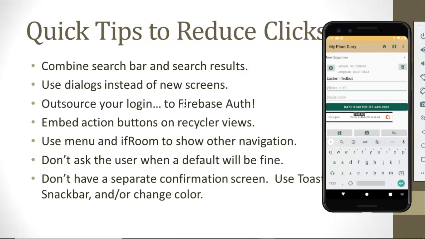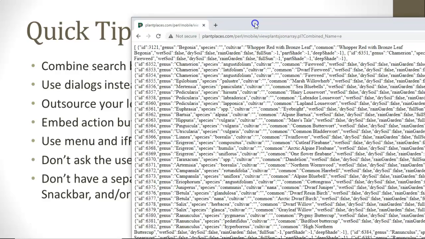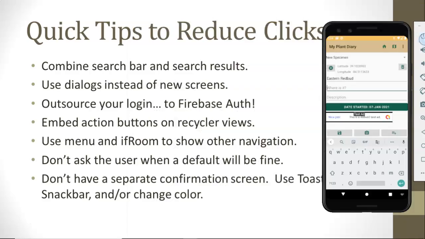Now, a corollary to that, use dialogs instead of new screens. So the plant database that I have here has about 6,000 plants, but that's not necessarily all plants. For example, you might see Fuji apple just like so. But do you see Gala apple? Well, no Gala apple simply because I have not entered that yet. So what if I want the user to be able to create a new plant definition that doesn't exist?